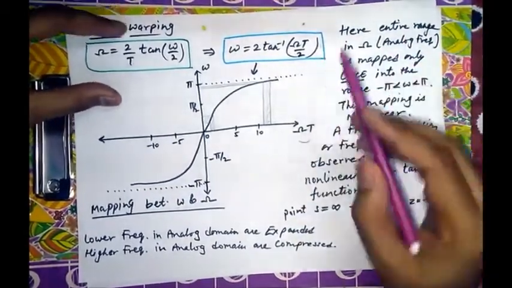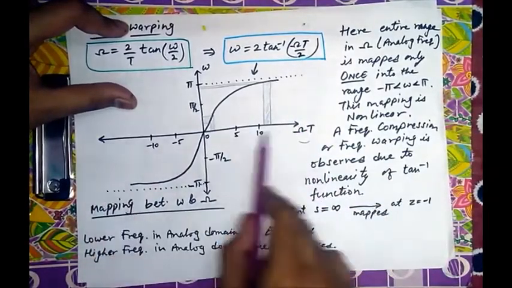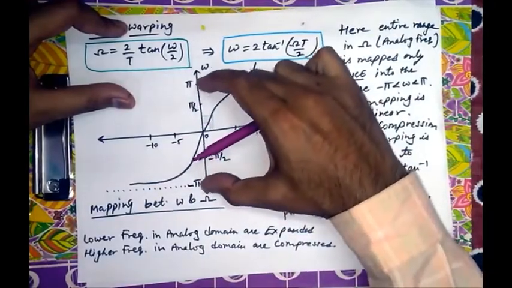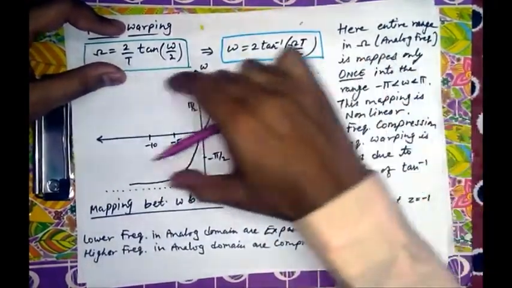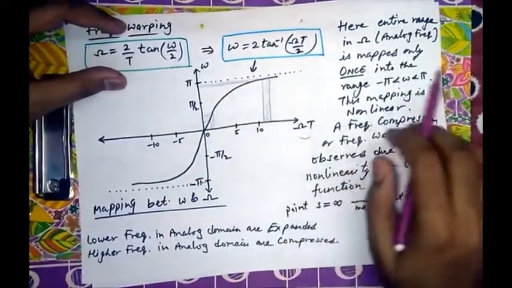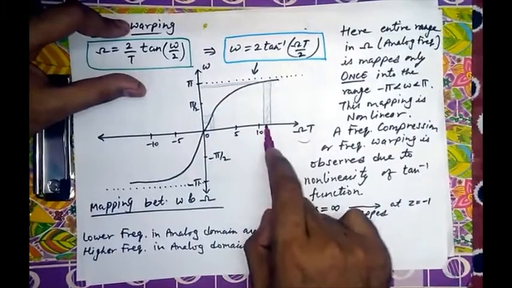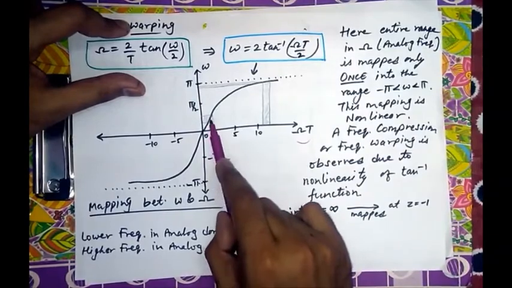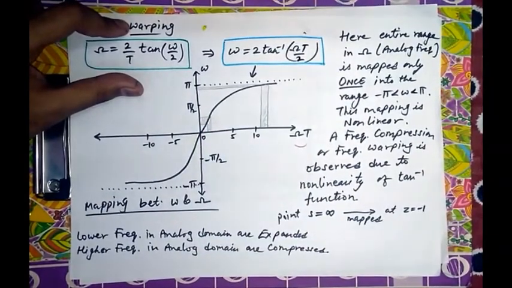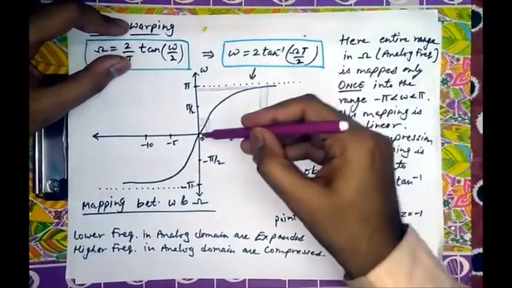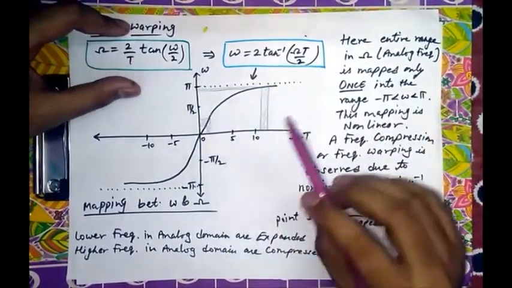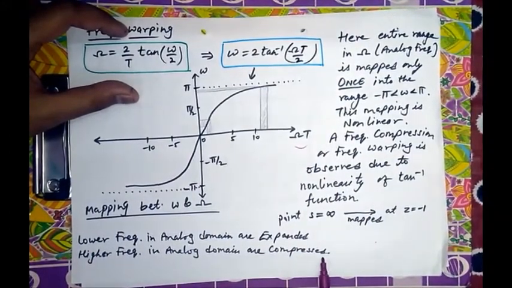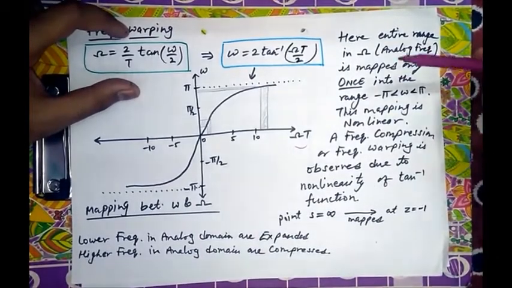We can see that all the analog frequencies Omega from minus infinity to infinity are mapped onto the range of minus pi to pi. In this range, all the frequencies of infinite angular frequency are mapped. But what happens here? When frequencies are higher, they are compressed in the digital domain. When frequencies are lower, they are expanded in the digital frequency domain. So lower analog frequencies are expanded, higher analog frequencies are compressed in the digital domain, and this is known as the frequency warping concept.